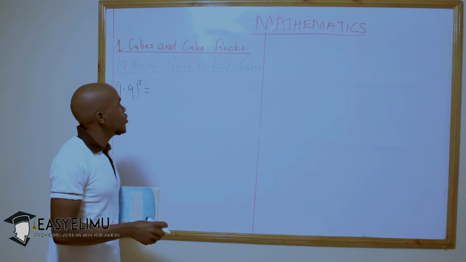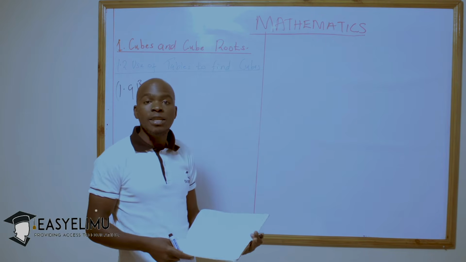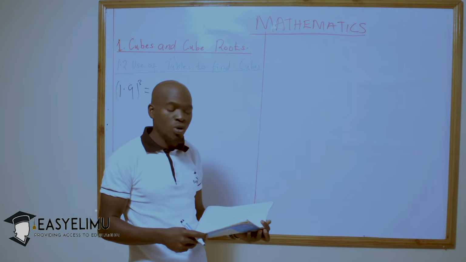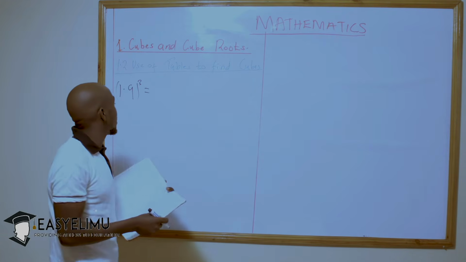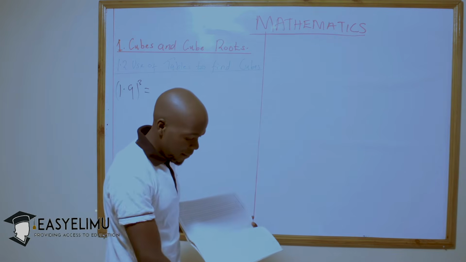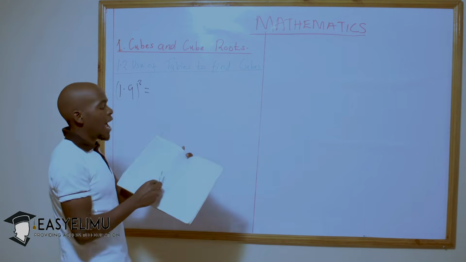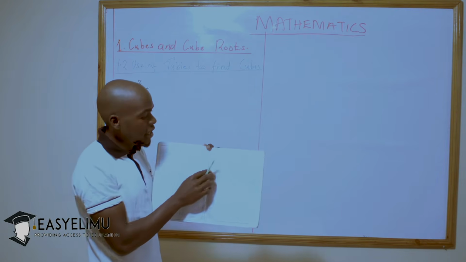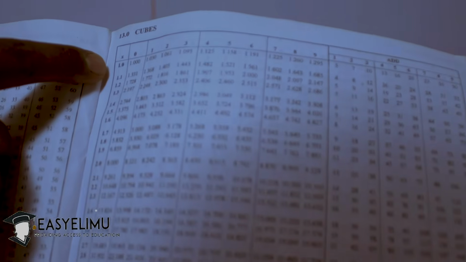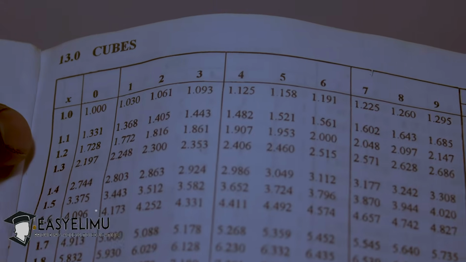Now, finding the cube using the mathematical table is similar to finding the square and square root using the mathematical table. We shall use the same approach to find the cube of 1.9. To find the cube of 1.9 here, you are required to find 1.9 under cubes. And here is cubes. Then you will go to the column of x, locate 1.9, move down until you find 1.9.